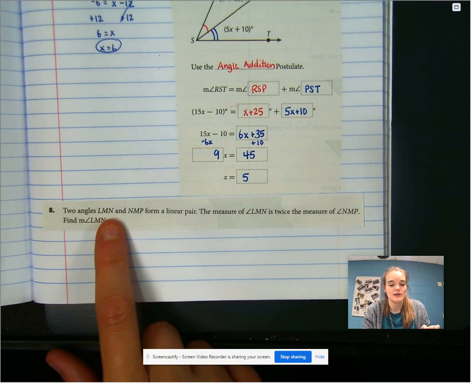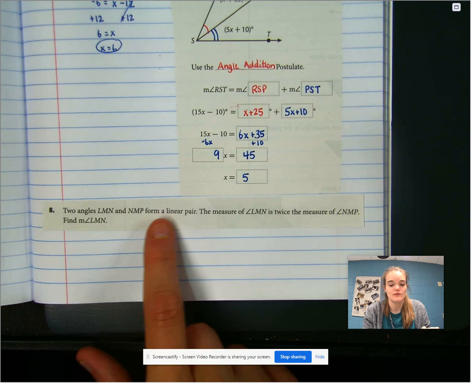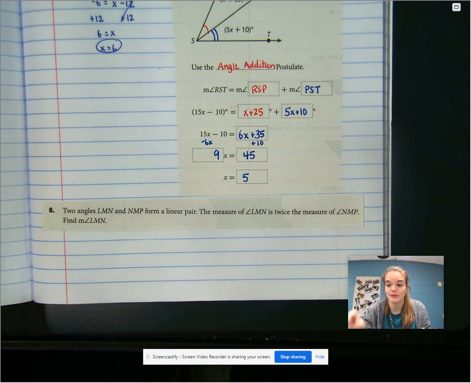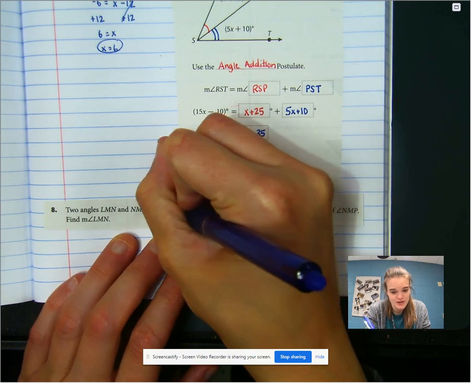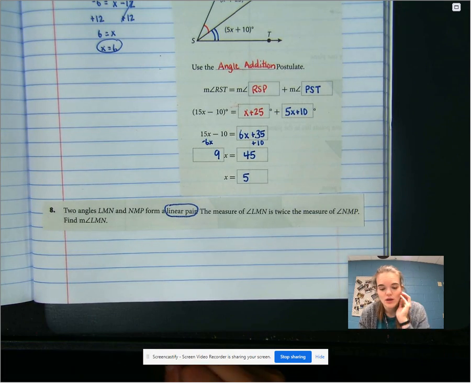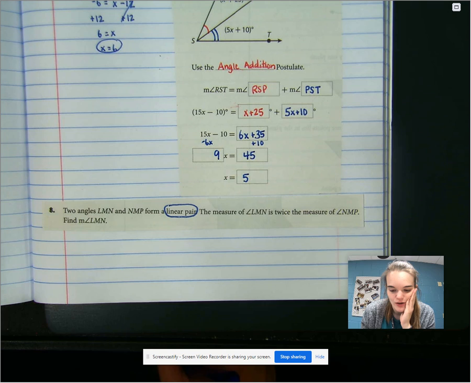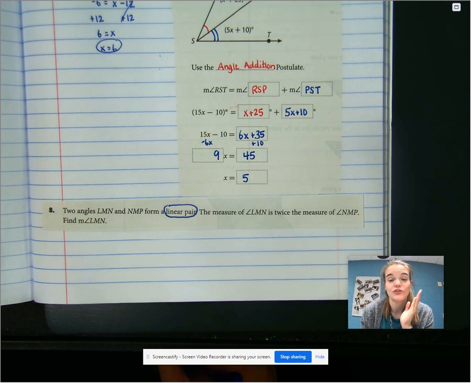Two angles, LMN and NMP, form a linear pair. Yep, that's the one I'm going to use. I'm not even going to write it. I'm just going to circle it. Linear pair. That means I'm going to need a line. The measure of angle LMN is twice the measure of angle NMP. Find the measure of angle LMN. It is so hard to speak geometry because of all those letters.